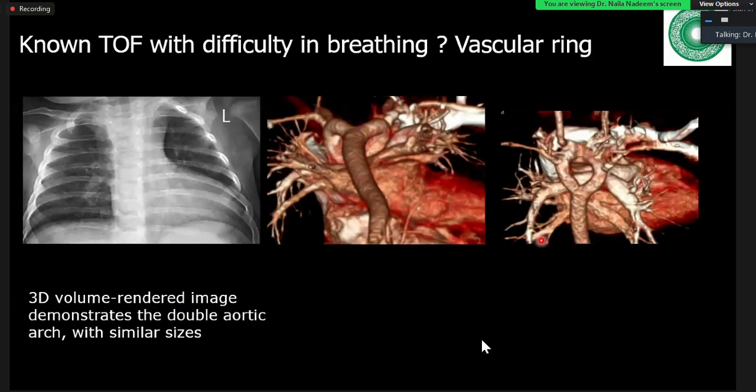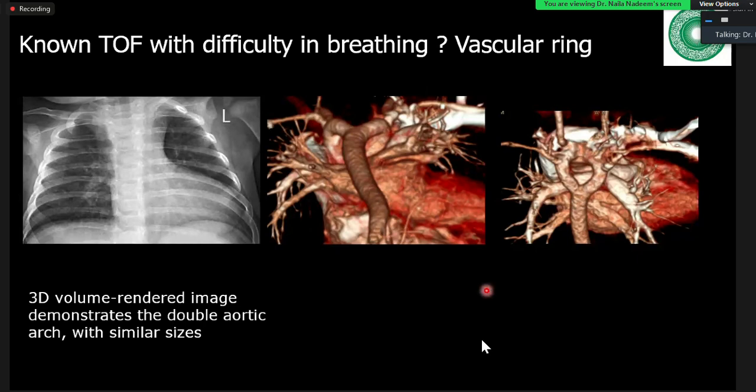Another case, known case of TOF, of course, with cyanosis, but additionally had difficulty in breathing, and on echocardiography, they were not able to understand whether the aorta is right sided or left sided. They asked us to do a CT scan and to tell us if there is a vascular ring. So, if the question is there and you have had a good discussion and you are able to control your patient's respiration and everything, then the best thing is you get beautiful CT results.